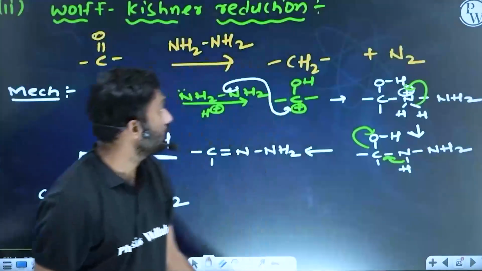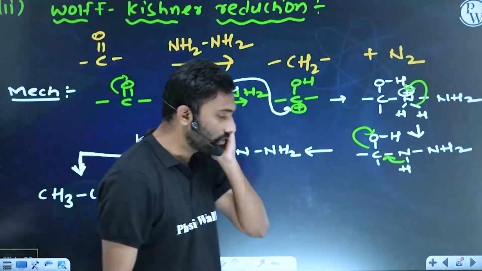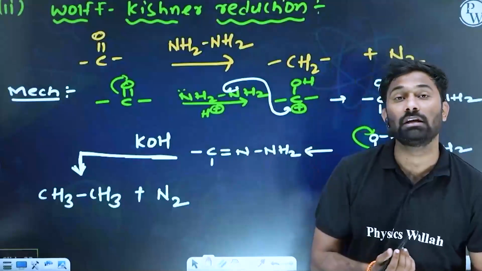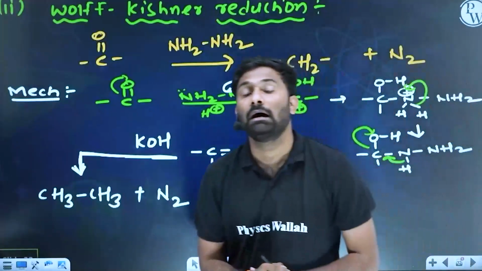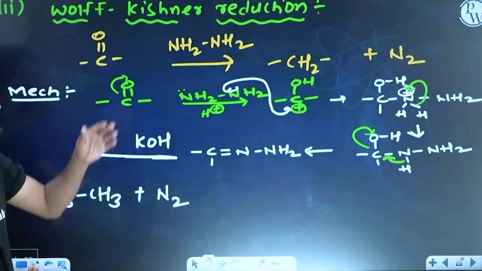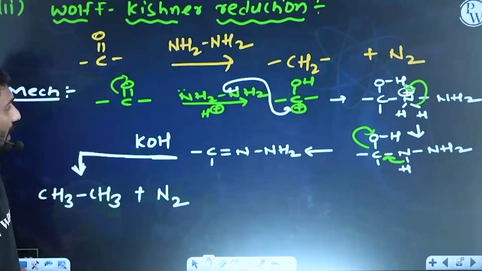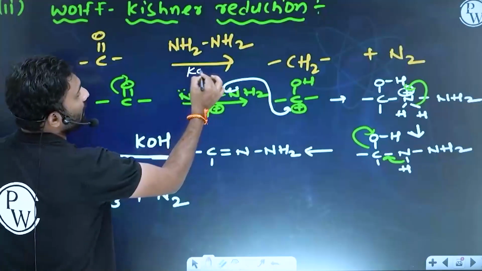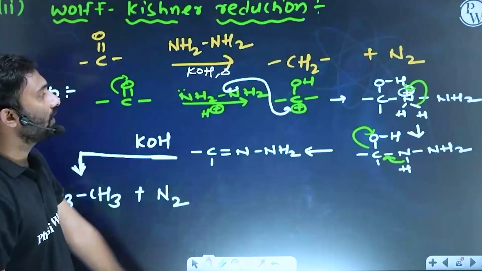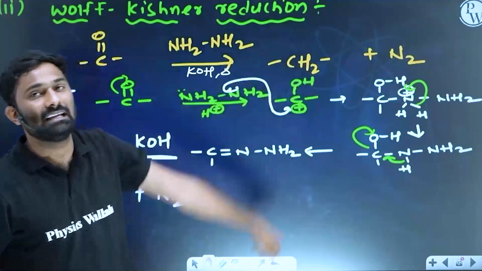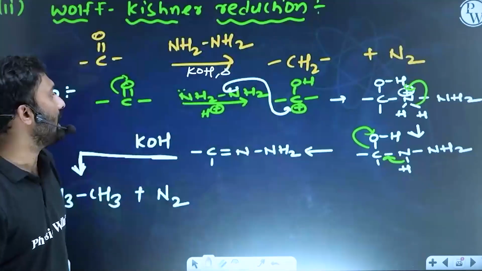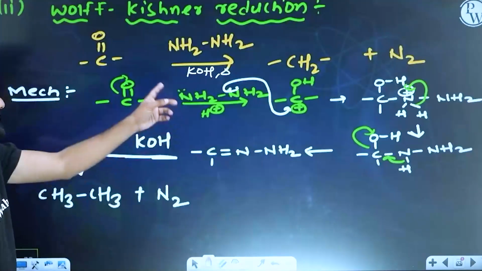Next, Wolff-Kishner reduction, in which we can reduce the carbonyl group. Here look, this is hydrazine in the presence of base. Upon heating, here also we are getting the alkane. Carbonyl group is reduced to the alkane. Now this is the mechanism.